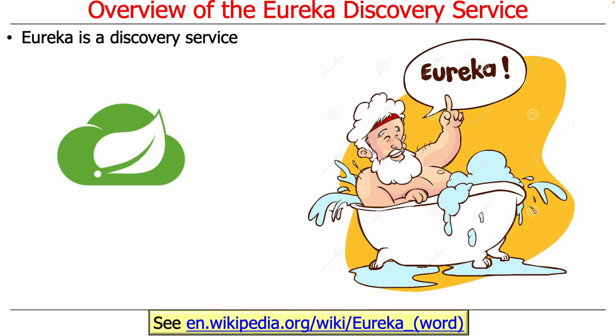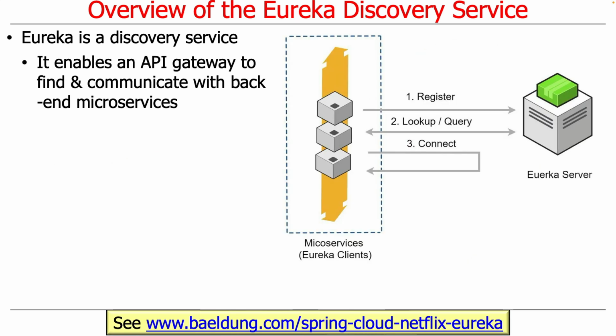I think what he was doing was figuring out how much a body would displace based on its weight or its mass or something like that, if I recall my ancient physics correctly. So when you hear discovery, Eureka, it means I have found it. So you're trying to find something. And what we use it for is to enable an API gateway to find and communicate with backend microservices.